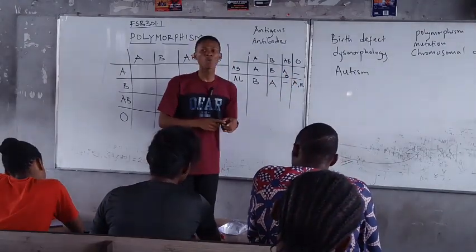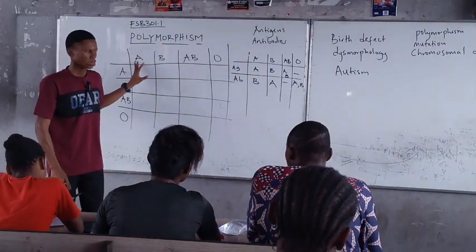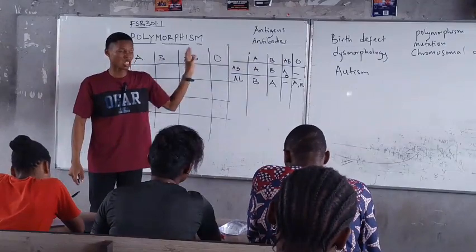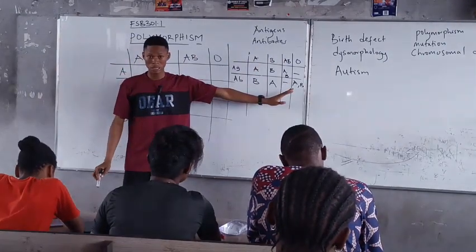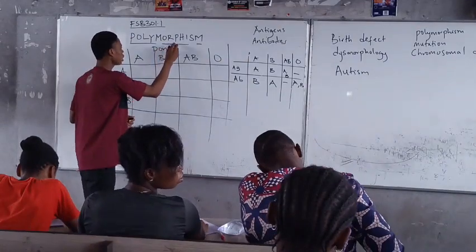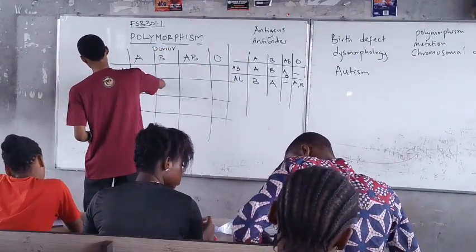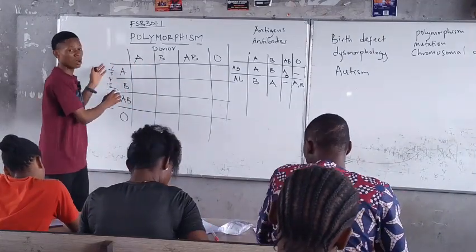Good. Now we are going to apply this principle in blood transfusion. Do you understand this? Yes, sir. Good. Now let's say this is our donor and these are recipients. You can put it anywhere. You can put donor here. You can put recipient here.